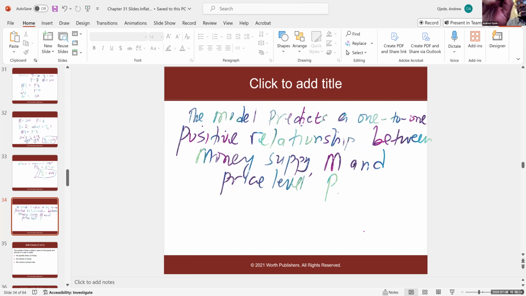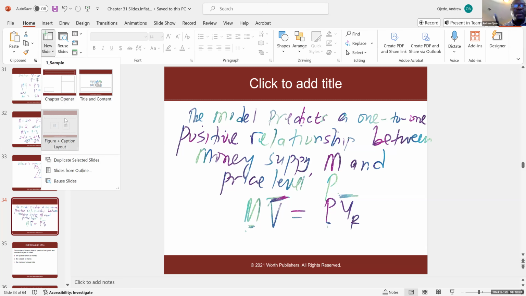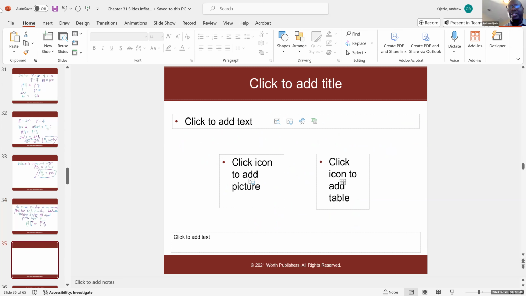That's right, because if M V holds and V is constant, according to the assumption of the model, and real output is constant, that means if I double the money supply, price will also double. If I decrease the money supply by twofold, price is going to decrease by twofold. So they move in the same direction. Let's do an example to clear that up. There's a one-to-one relationship between changes in money supply and changes in the general price level in the economy. That's what the model is going to predict.